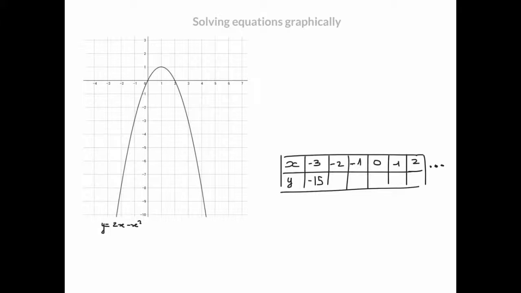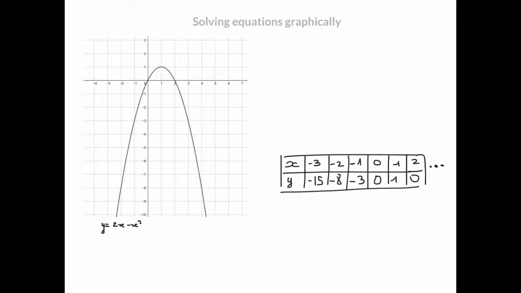Similarly, we can substitute x by -2 to find the corresponding y. So 2 times -2 is -4, -2 squared is 4, so -4 - 4 is going to be -8, so we can write a -8 right there. And so on, so let's complete this table.